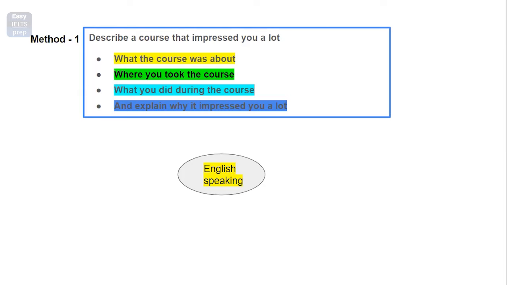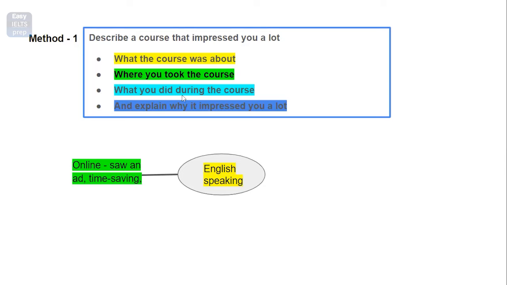Now, the second cue is asking where you took the course. So here you could say online, maybe you saw an advertisement and you thought it was time saving because it was online, it was going to save you time. This is why you opted for this course. Remember to develop your ideas. These are just the keywords that I've written. You are supposed to develop ideas around these keywords.